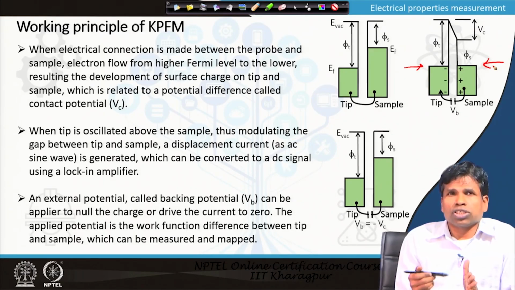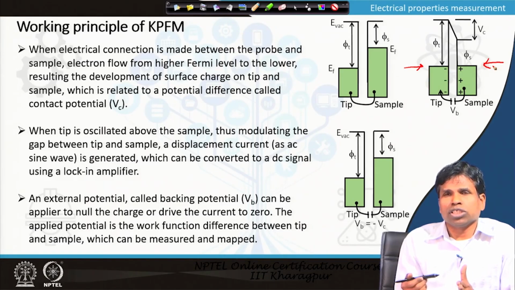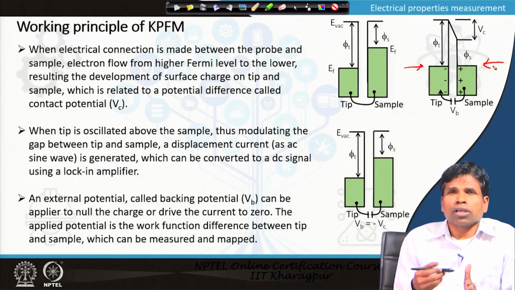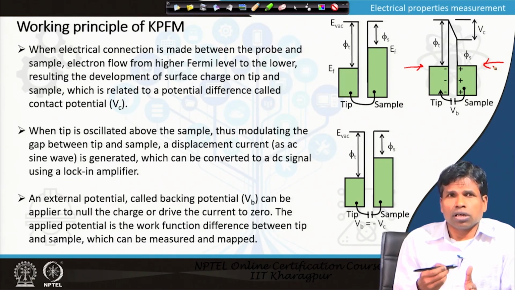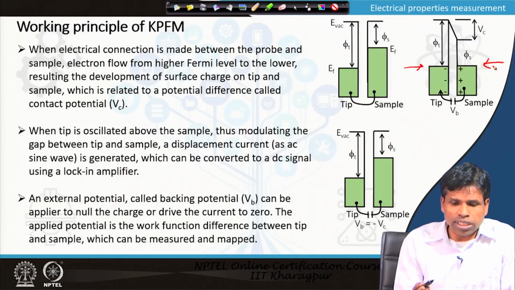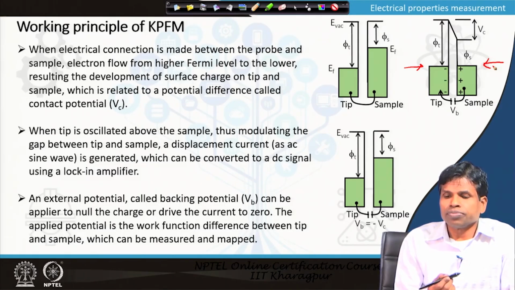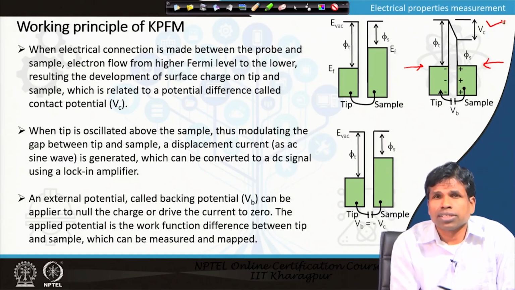And when the tip is oscillated above the sample, thereby modulating the gap, a displacement current is generated, which can be converted to a DC signal with a lock-in amplifier. Then, in order to nullify the displacement current, we can apply a bias potential, which is called the backing potential. By applying a backing potential, we can nullify the charge, or nothing but drive the current to 0, and the backing potential is nothing but the contact potential, the potential difference between the tip and sample.